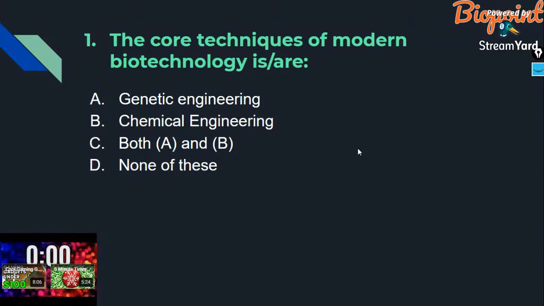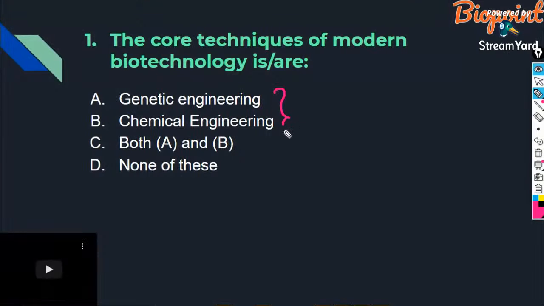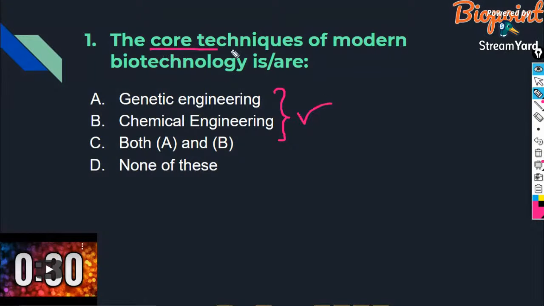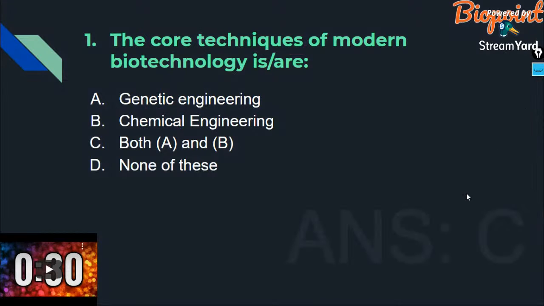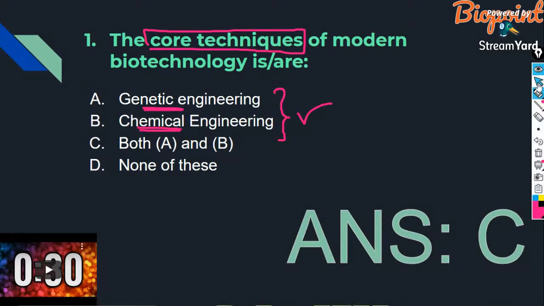Clear. But we could say that both genetic engineering and chemical engineering can be the core techniques of modern biotechnology. In this particular chapter, in this particular 12th standard basic, we study only genetic engineering in detail. We don't have to study chemical engineering. So please note that the correct answer for the question is option number C.